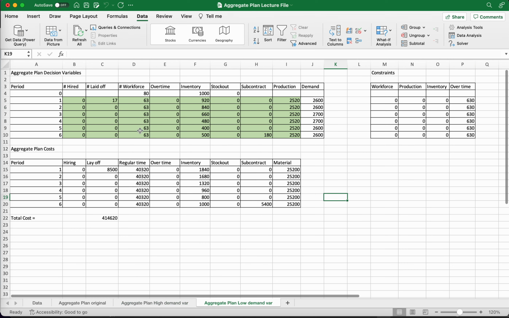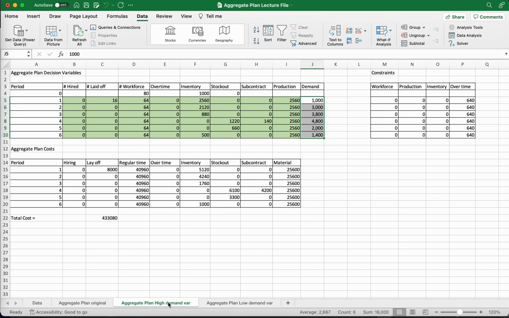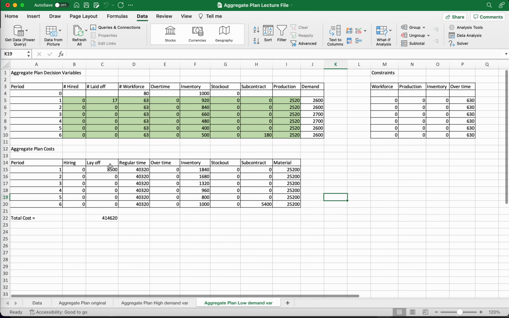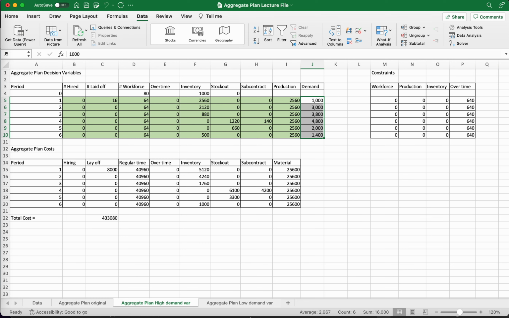You're laying off one extra worker, and the cost is substantially reduced, not just because you laid off one extra worker. Remember, laying off a worker costs you $500 as opposed to $300 for hiring a worker. So you are laying off an extra worker, but your inventory costs are much lower. This time you're not doing any stockouts. You're doing some subcontracting, but absolutely no stockouts at all.